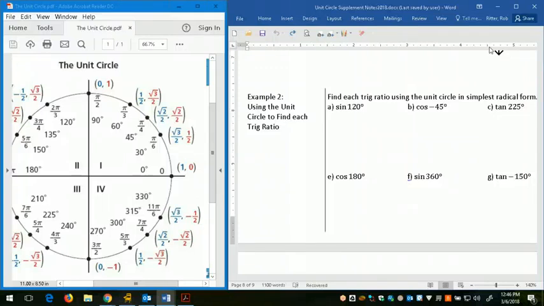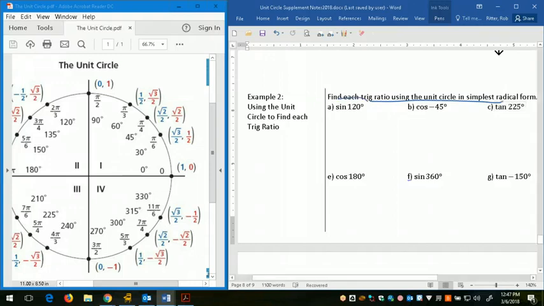We're looking at how to use the unit circle to find each trig ratio in simplest radical form. They might say as an exact value. They don't have to say simplest radical form. Exact means I want the radical or simplified answer, not a decimal approximation.